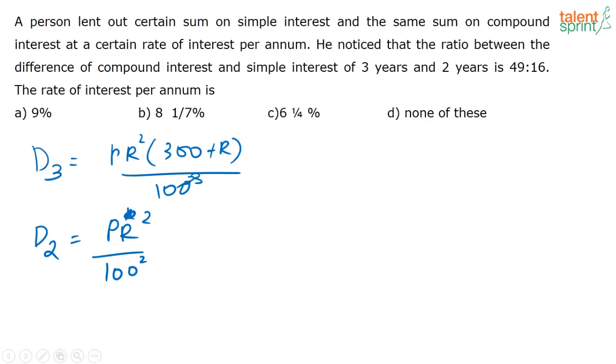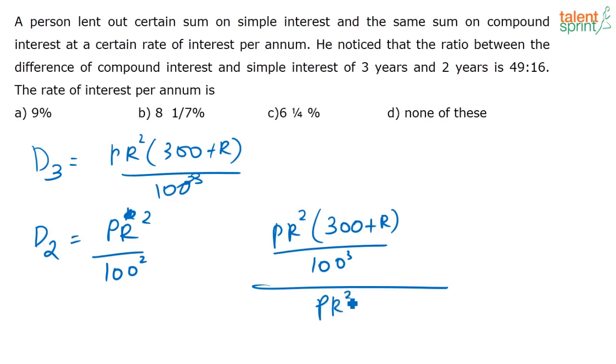So what is 49:16? It is nothing but PR squared into (300 plus R) divided by 100 cubed, divided by PR squared by 100 squared, right? So this is the difference between simple interest and compound interest for 3 years, and this is the difference between simple interest and compound interest for 2 years, and this is equal to 49/16. So what have they asked you? They have asked you to find the value of R.